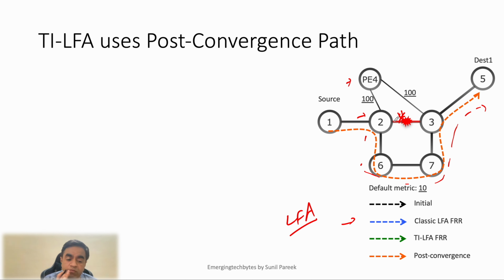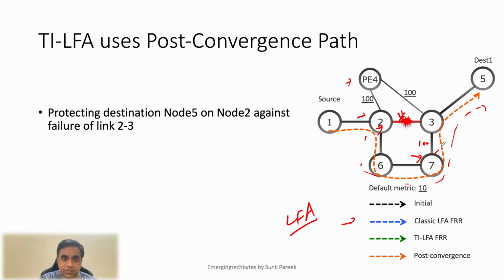The concept of PQ space, PQ nodes is still applicable. I have explained that in our part 2. And here 2 needs to pump the traffic to 7, and even if let's say we go with this higher metric, it will have this adjacency segment. I will come to this with some more analogies.